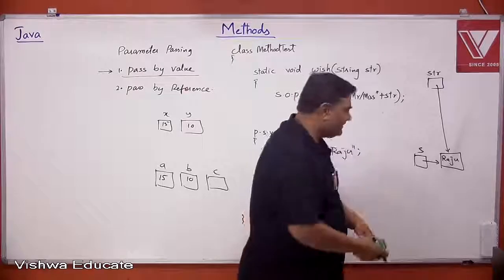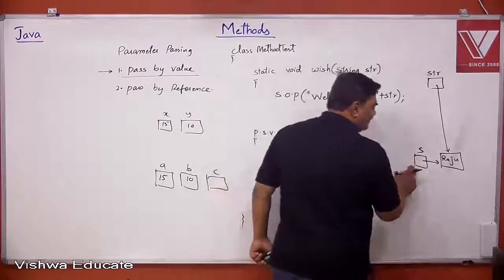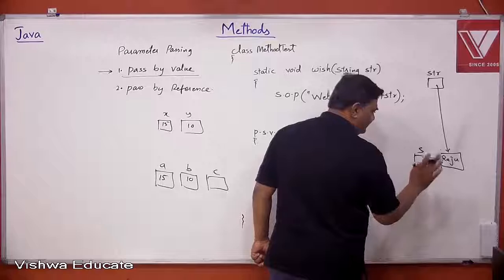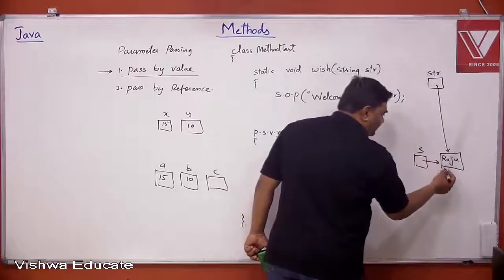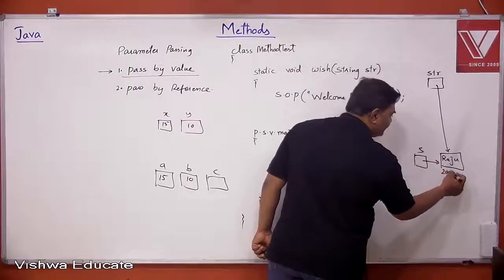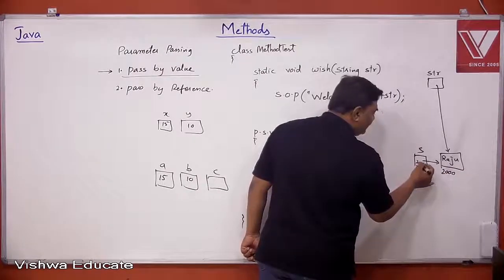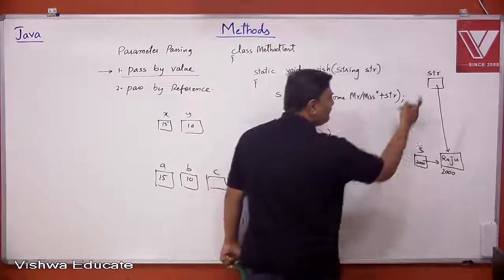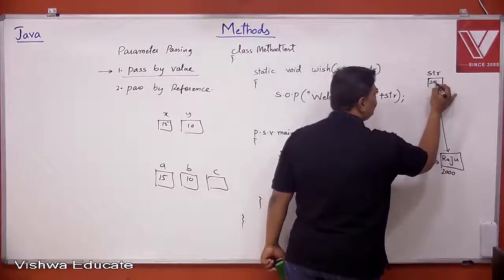But let us check. This reference is nothing but a pointer to this object, right? Now, a pointer to this object. Assume that the address of this object in memory is 2000. So what is there here? Address 2000. So what is copied here in this one? 2000.